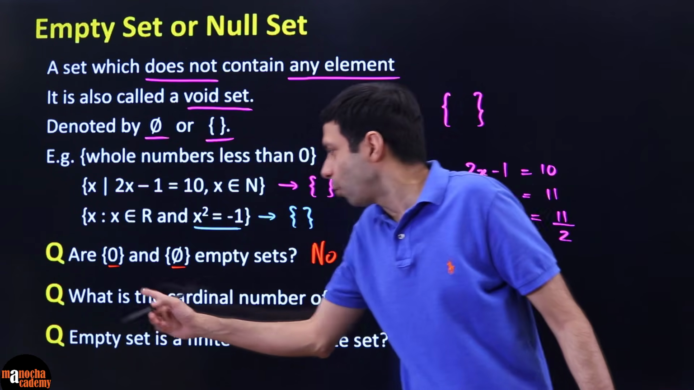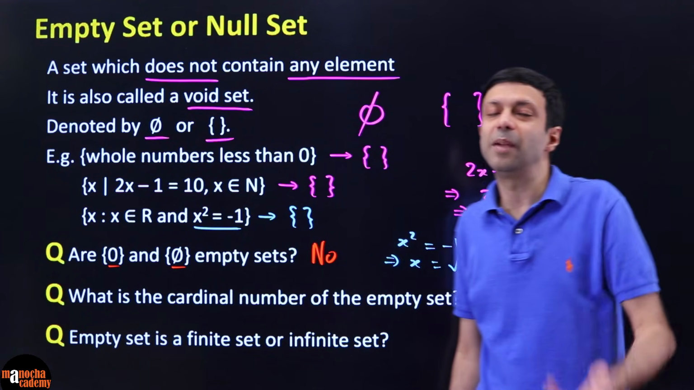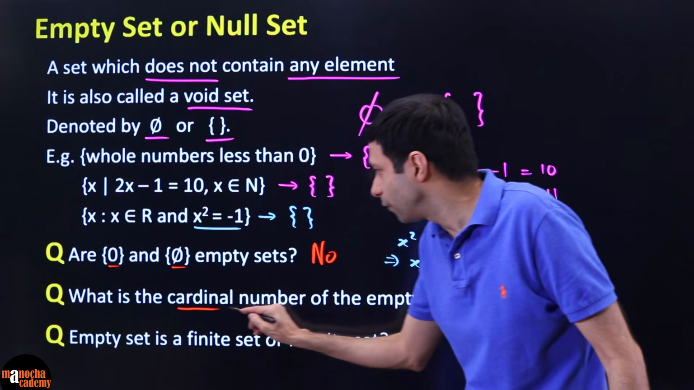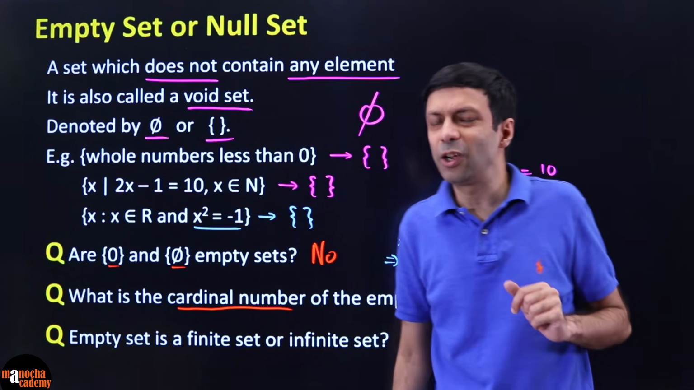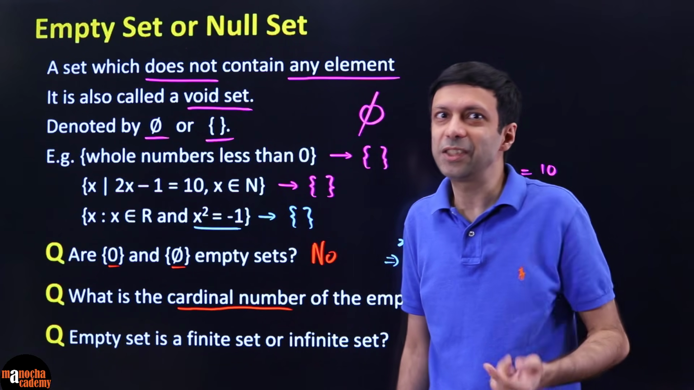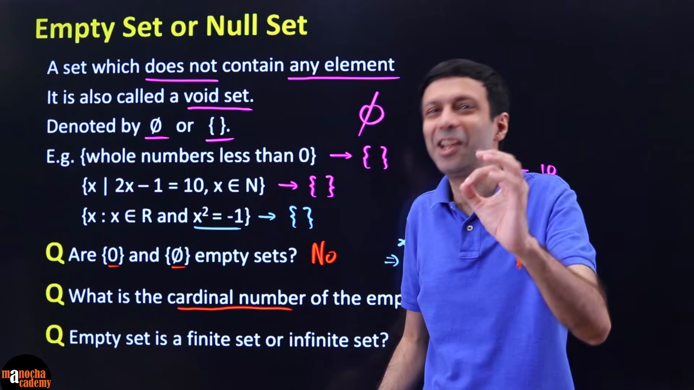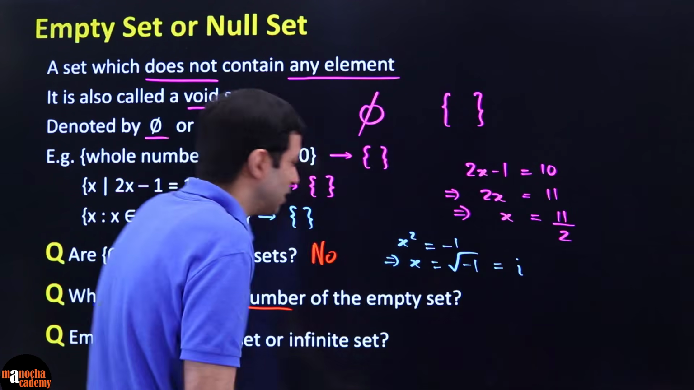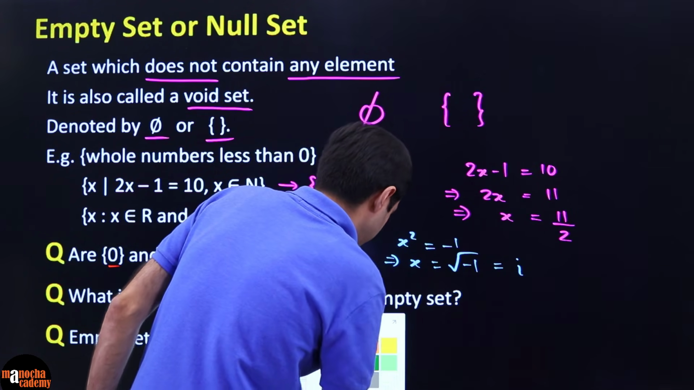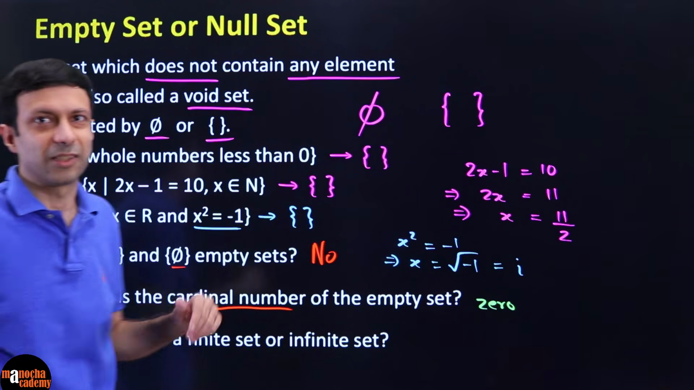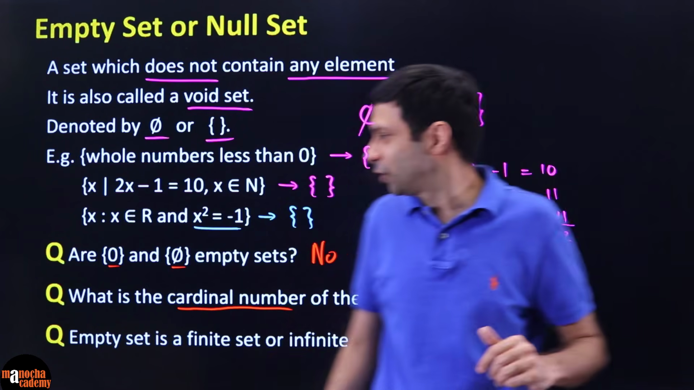Now can you tell me what is the cardinal number of the empty set? What do you think? Cardinal number of empty set. Remember what is the meaning of cardinal number? The number of elements in the set. And how many elements does an empty set have? 0. Simple. So this answer is very simple. Empty set will have 0 elements in it. That's our answer.